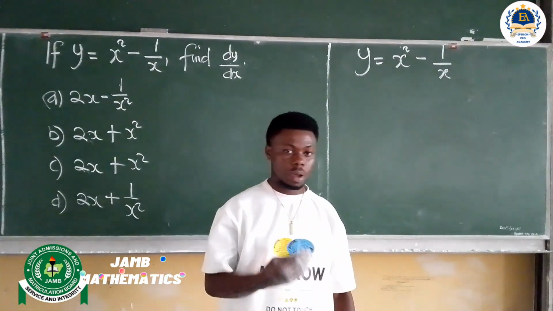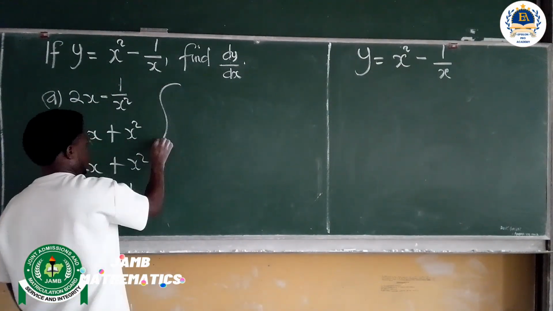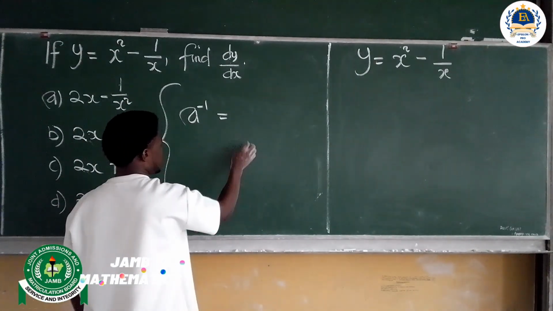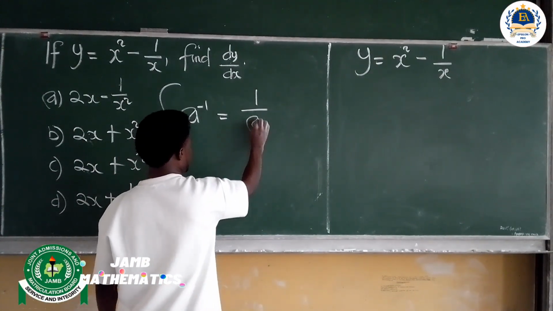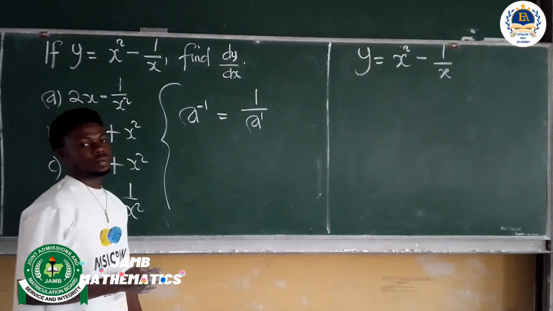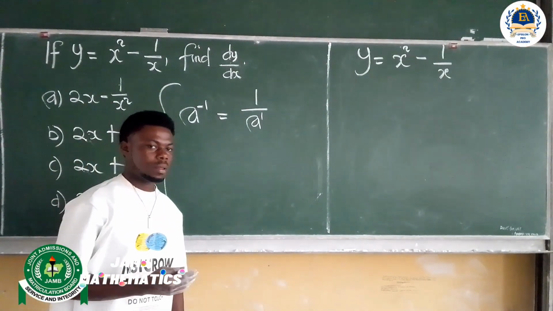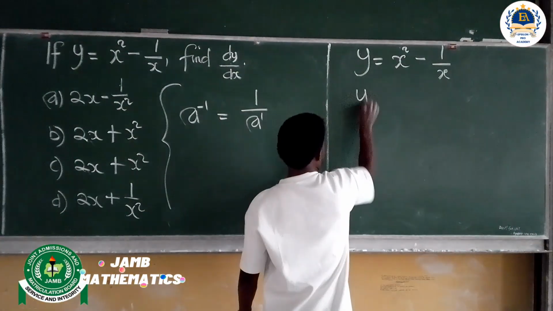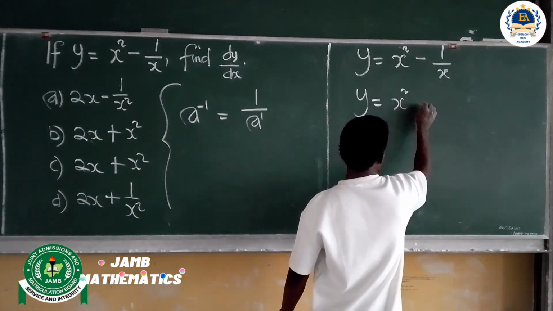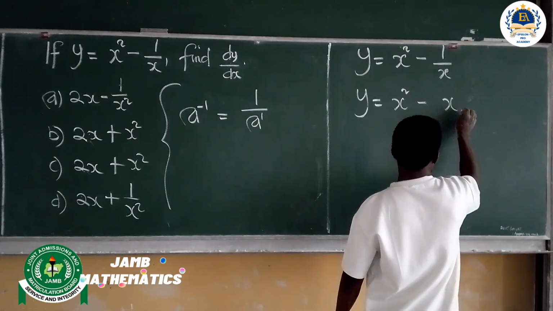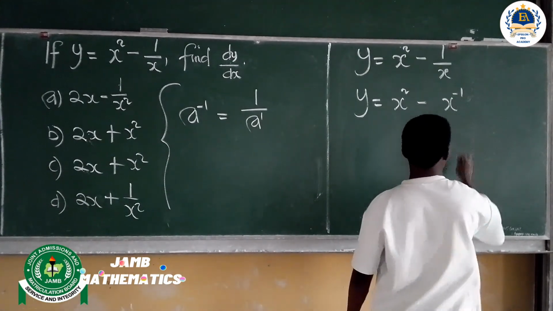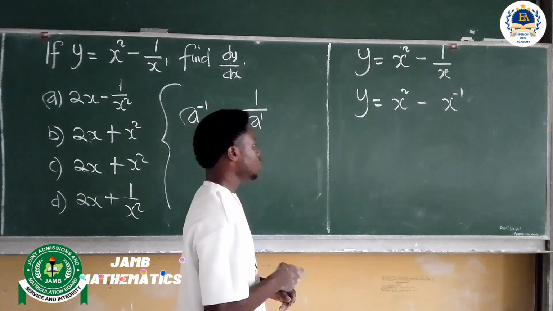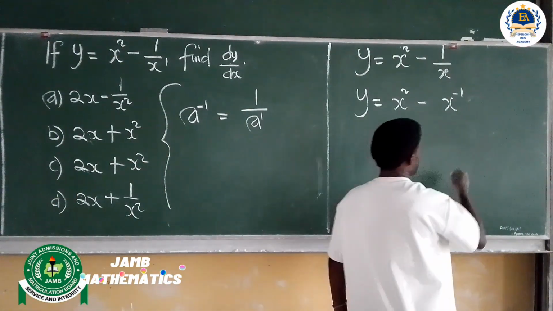Now in indices, if we have, for instance, a raised to the power of minus 1, this can also be written as 1 over a raised to the power of 1, which is the same thing as 1 divided by a. So we are going to apply this rule to the second term on the board. So y is equal to x squared minus x raised to the power of minus 1. At first, we are trying to represent all the terms in their index form. Next thing is to apply this principle.